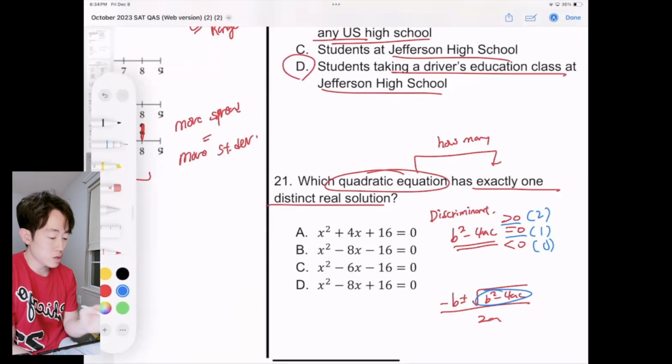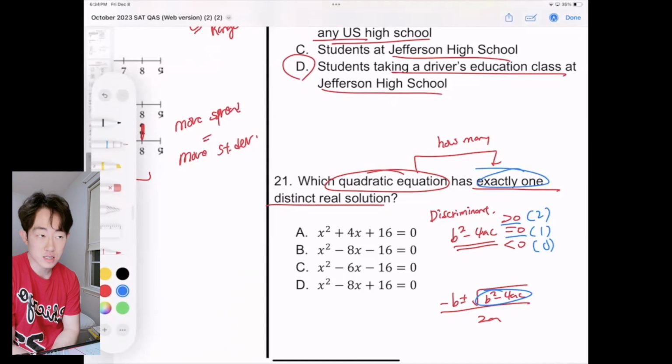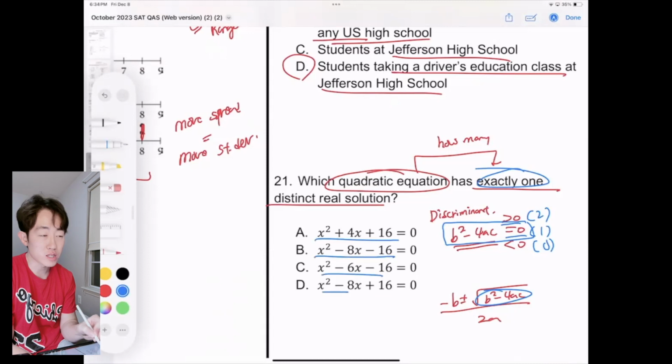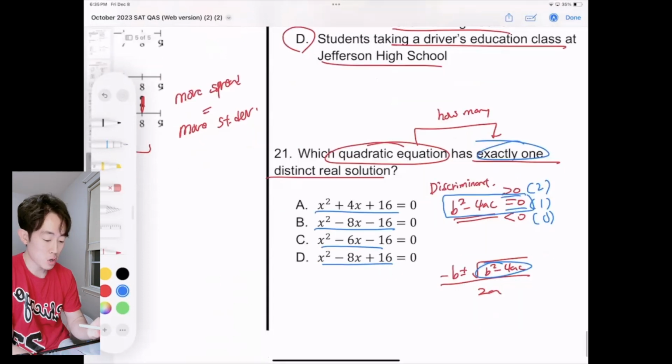So if they tell you I have exactly 1 distinct real solution, it literally means to take the b squared minus 4ac and set it equal to 0. And that's all you really have to do. The only annoying part about this is that you have 4 choices and you have to plug in b squared minus 4ac to every single one of them. Yeah. So let's do it.